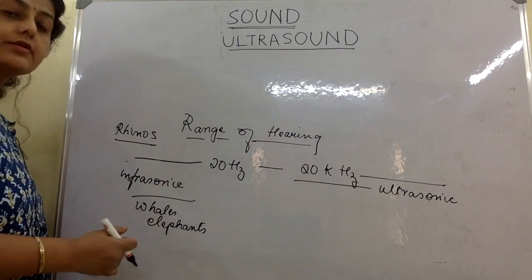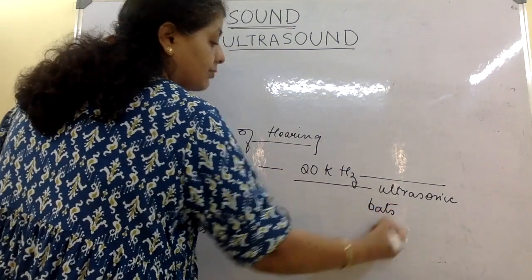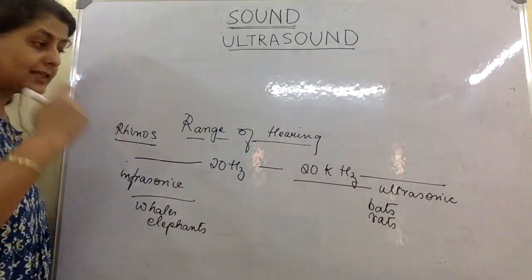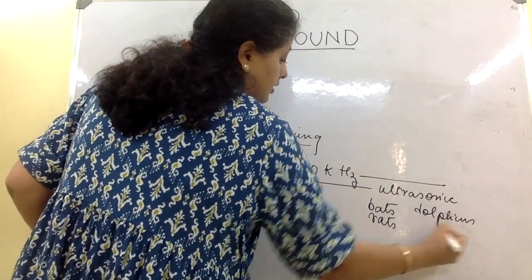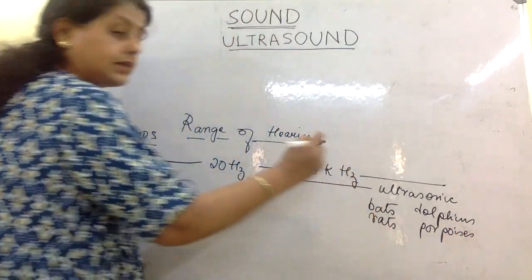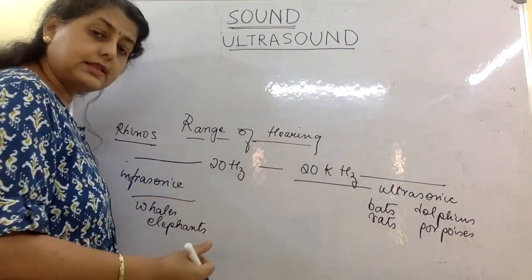If we talk about the ultrasonic range, then we have bats which can produce sound, rats, dogs, cats, dolphins, and porpoises. All these can hear sound in the ultrasonic range.